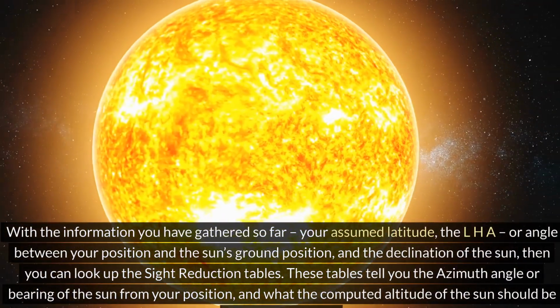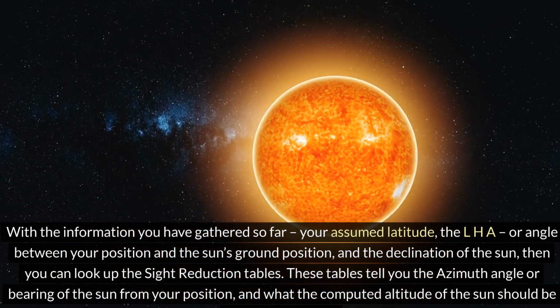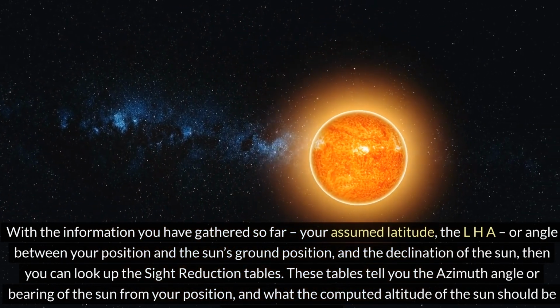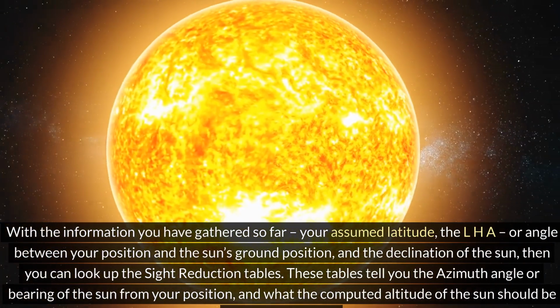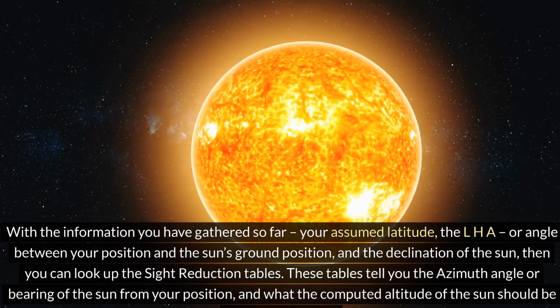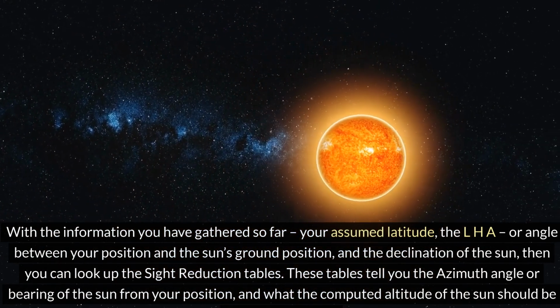Step 9. Azimuth and the sight reduction tables. With the information you have gathered so far, your assumed latitude, the LHA, or angle between your position and the sun's ground position, and the declination of the sun, then you can look up the sight reduction tables. These tables tell you the azimuth angle or bearing of the sun from your position, and what the computed altitude of the sun should be from that position.